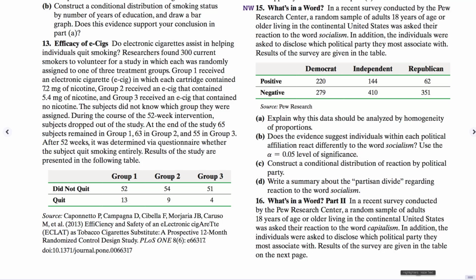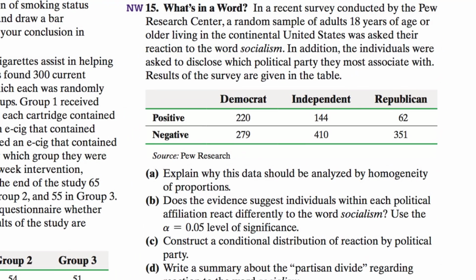One of the problems, which is a good example, is on the screen in front of you right here. It's number 15, and you can read it for yourself. But they're sort of leading you with part A of the question when it says, explain why this data should be analyzed by homogeneity of proportions. And so, of course, the pat answer there would be, well, you have more than one population. But if you look, you have Democrats and independents and Republicans. And is that really three different populations?